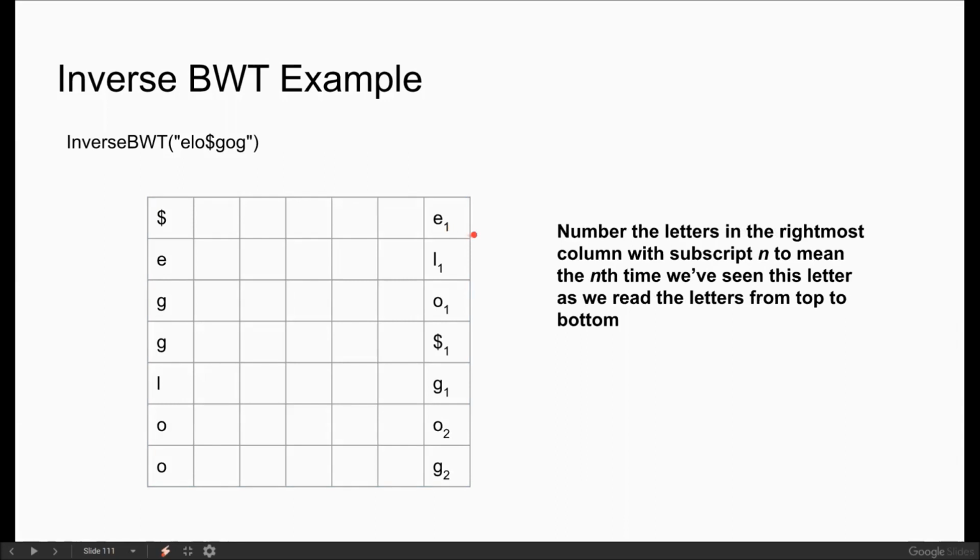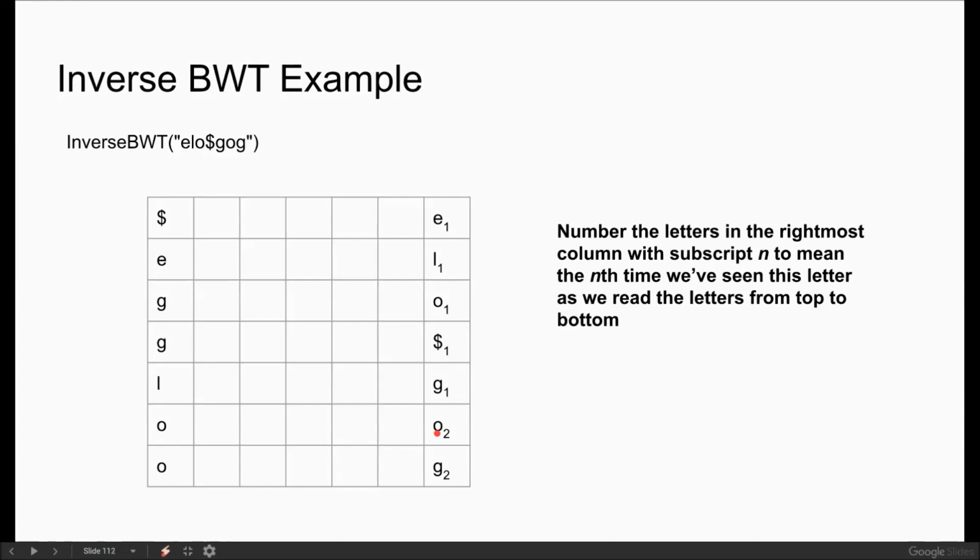So let's see what that looks like. For example, if I'm starting at the E, I give it a 1 because this is the first time I'm seeing an E. Now we go down to the next character. We have an L, and this is the first time I'm seeing an L, so I give it a subscript of 1. Then we go down, and this is the first time I'm seeing an O, so it also gets a subscript of 1. I see the $ sign now, and this also gets a 1 because it's the first time I'm seeing this character. We go one more down, and I see a G, and this is also the first time I'm seeing this character, so this also gets a 1.